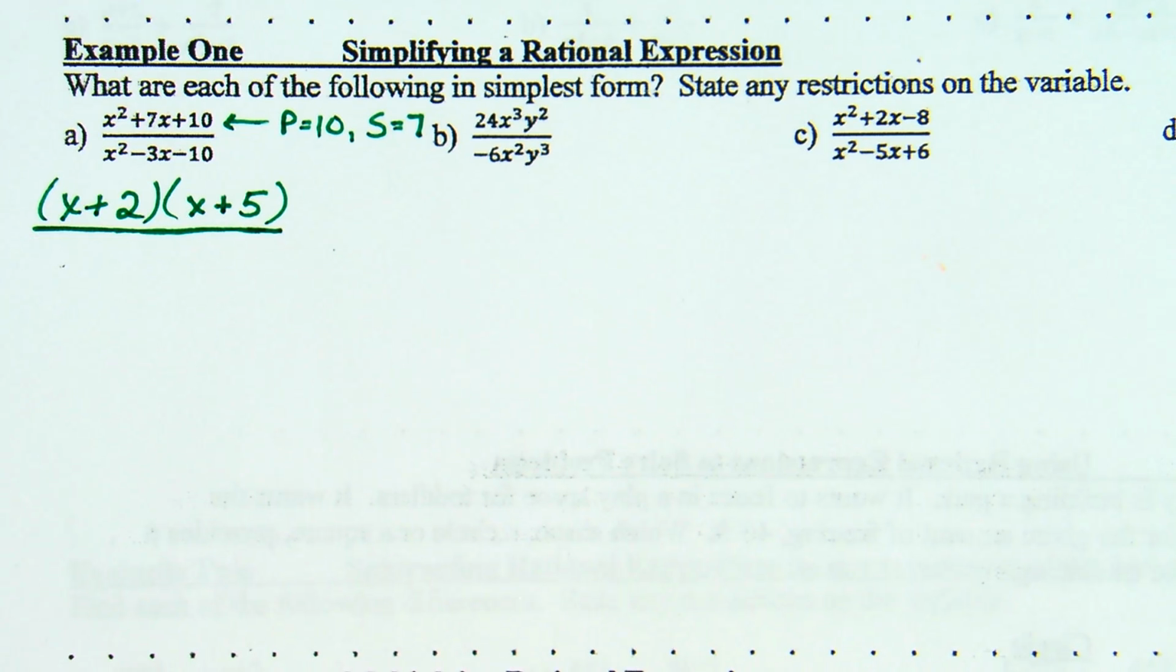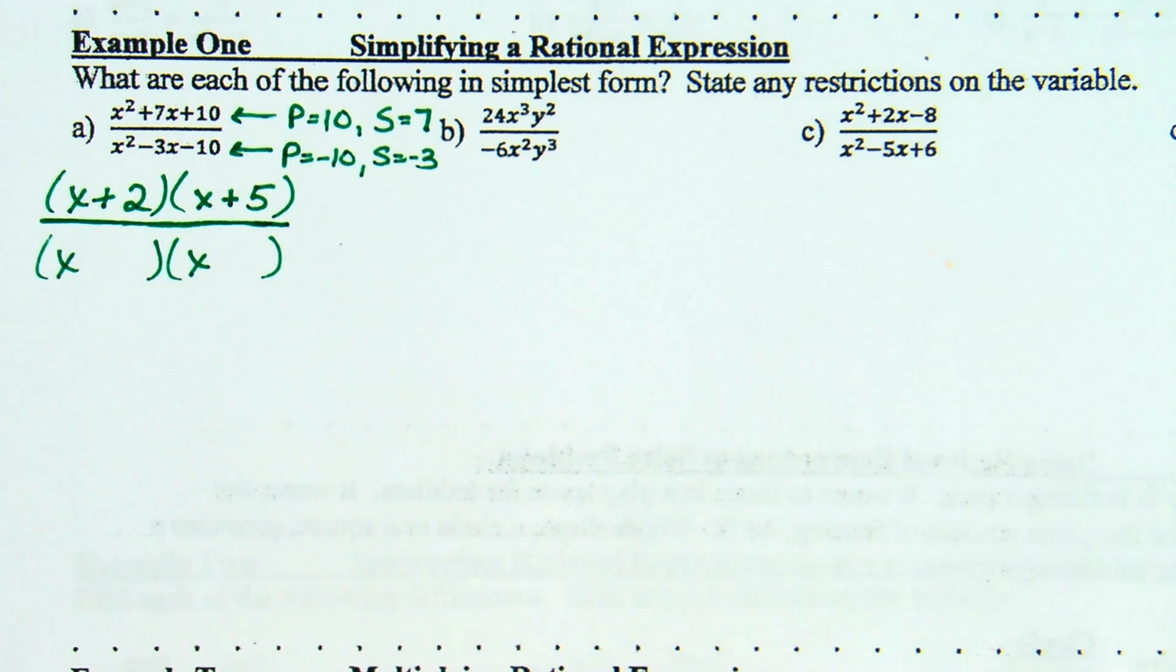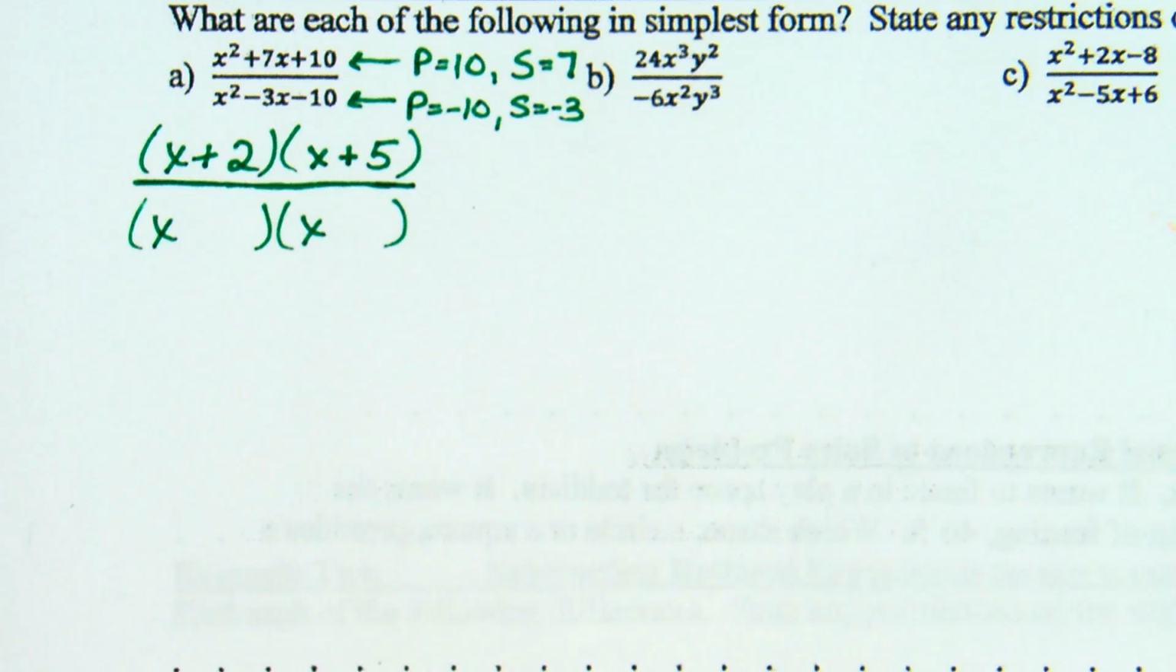Two parentheses. X squared is x and x. What do we need for numbers this time? What do they have to do? Okay. Multiply to get negative 10. Add to get negative 3. Yeah. That 2 and 5 do it again for us. You just have to change some signs here.